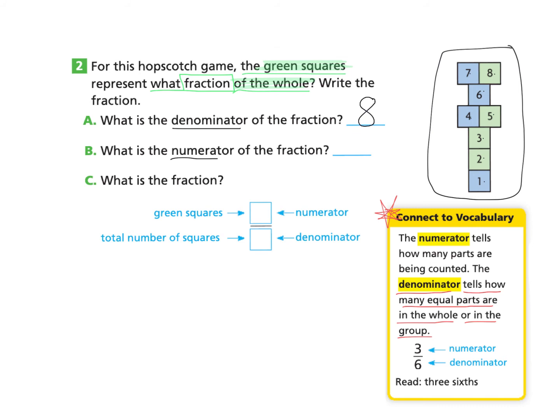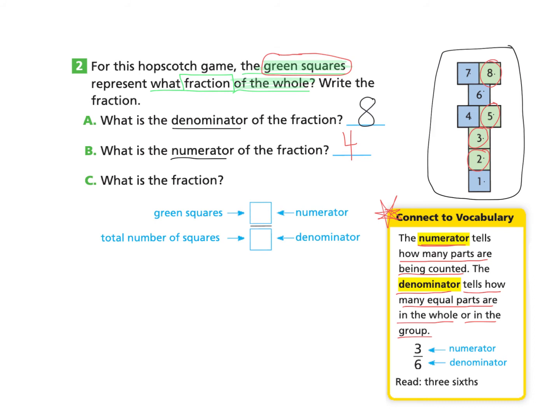What is the numerator of the fraction? Again, we will take a look at our connective vocabulary for the word numerator, which tells how many parts are being counted. And we know that the parts being counted are the green squares. So we can count that there are 1, 2, 3, 4. There are 4 green squares, which is our numerator, the parts being counted.